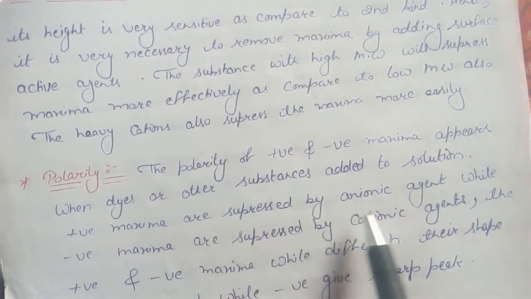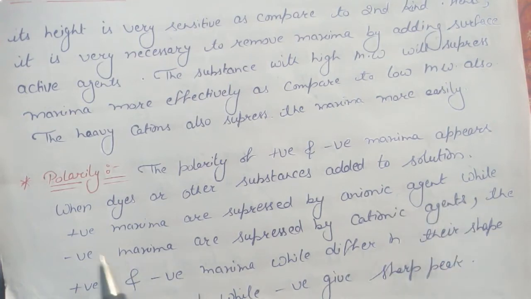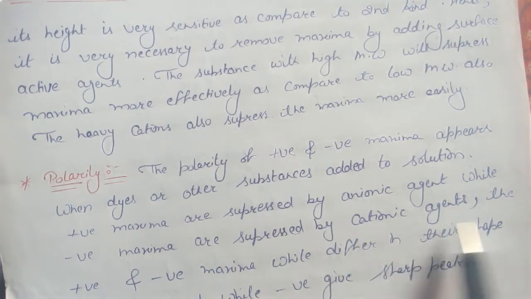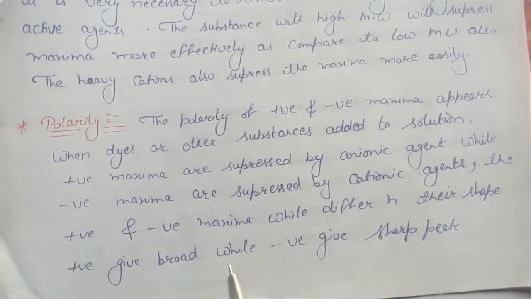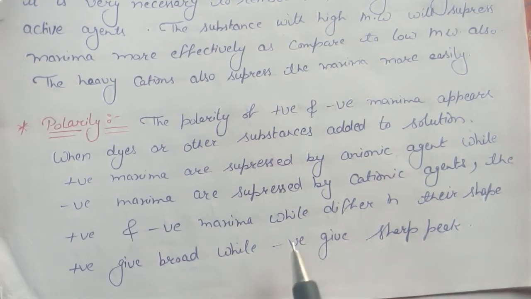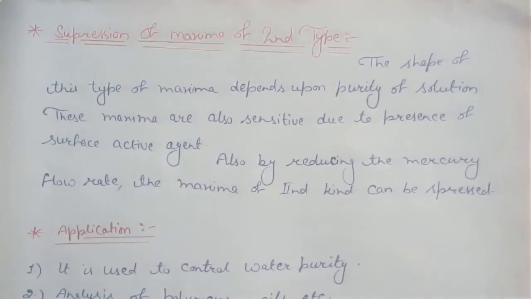Positive maxima are suppressed by anionic agent, while negative maxima are suppressed by cationic agent. So positive is suppressed by the opposite charge, the anionic agent, and negative is suppressed by the opposite charge, that is cationic agent. The positive and negative maxima also differ in their shape: positive gives a broad peak while negative gives a sharp peak. So from here you can get that positive will give you a broad one, that is type B, and negative will give you a sharp peak, that is type A. Is that clear, guys?